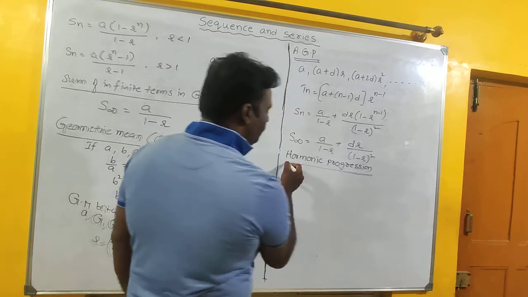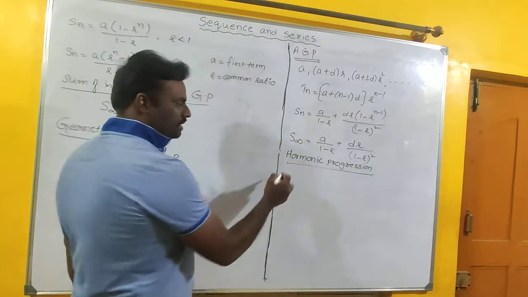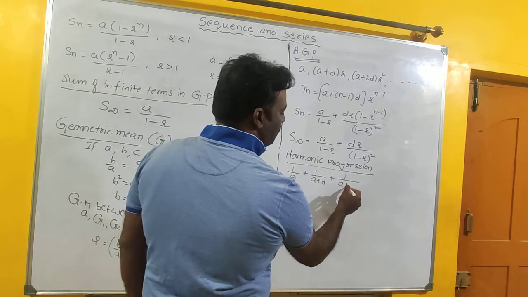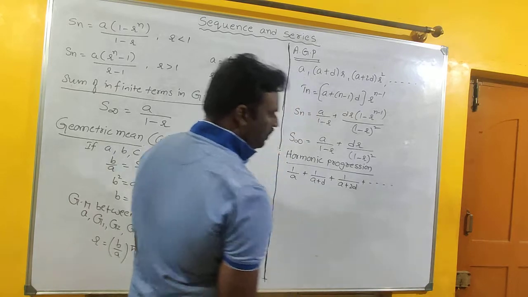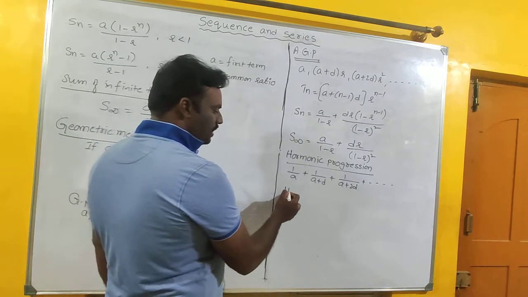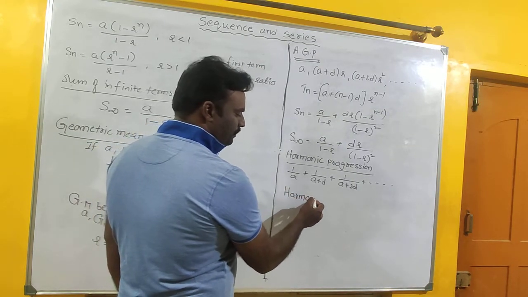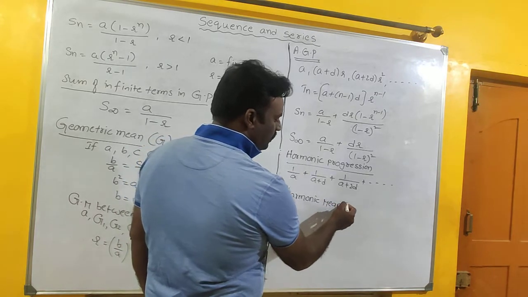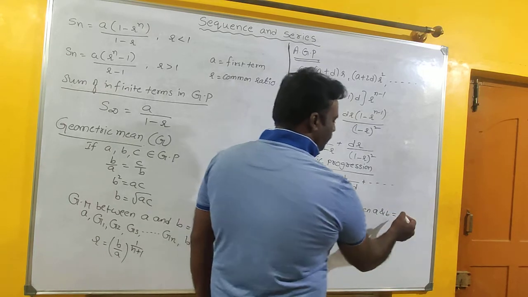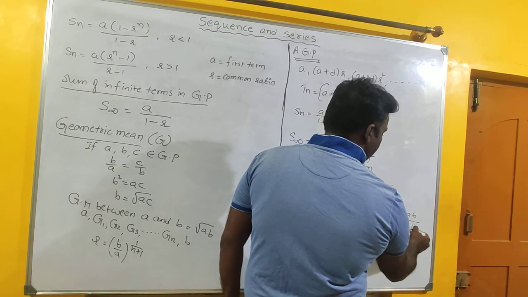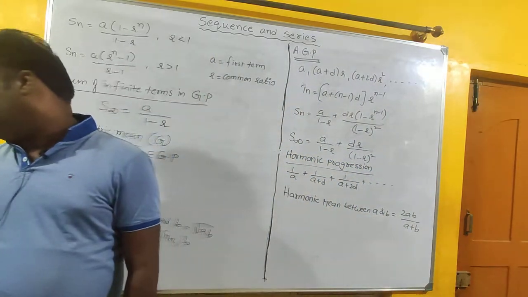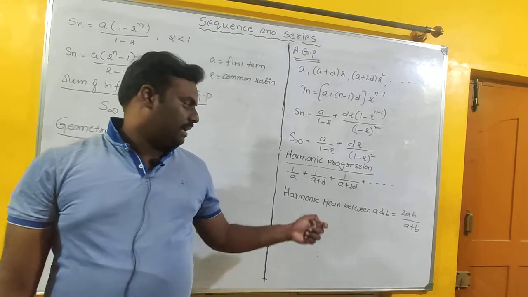It is the reciprocal of the arithmetic progression. The terms are 1 by A, 1 by A plus D, 1 by A plus 2D. This progression is called harmonic progression. In harmonic progression, how to find the harmonic mean HM between A and B? The formula is 2AB by A plus B. This is the formula for the harmonic mean between the numbers A and B.